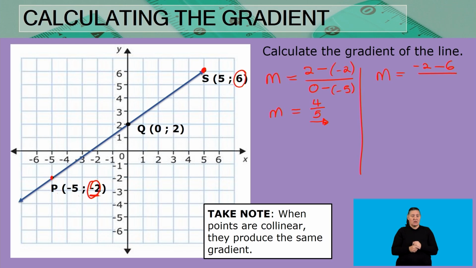And for the horizontal change, because I started with point P, I need to start with the -5, and we are going to subtract that positive 5. So negative 2 minus 6 is negative 8, and negative 5 minus 5 gives us negative 10. Now, if we simplify negative 8 divided by negative 10, that will give us 4/5, and that would be the gradient again from points P and S. And the same would be true if you were to calculate the gradient for points Q and S.